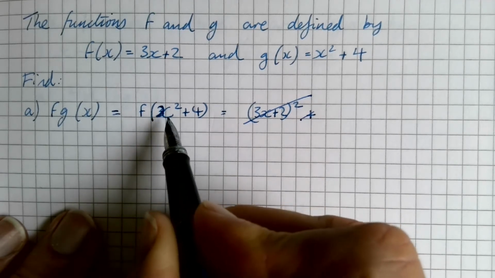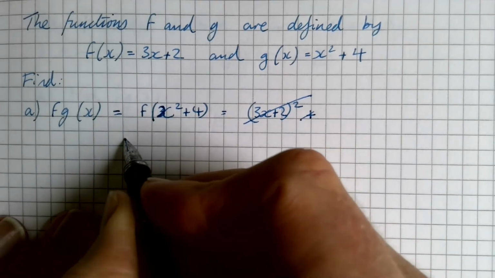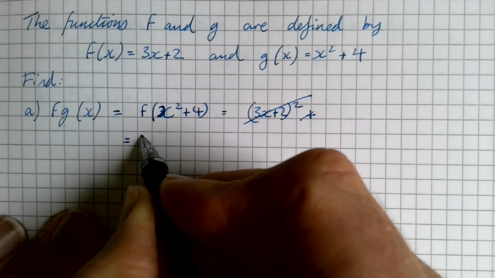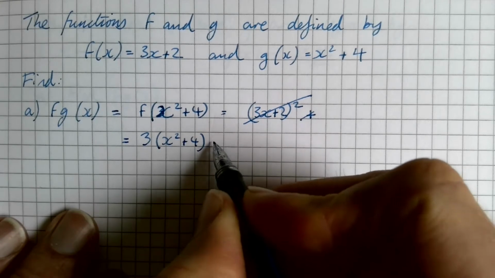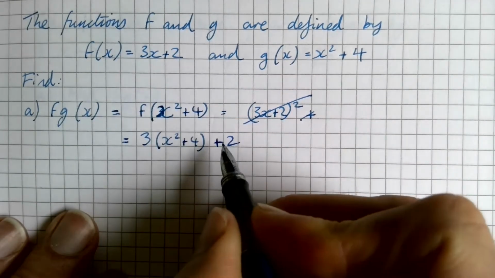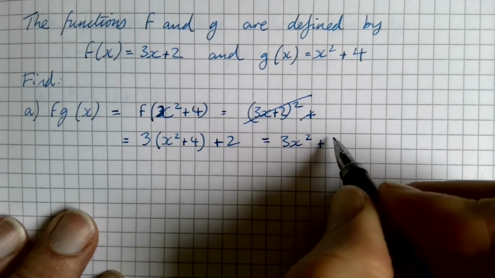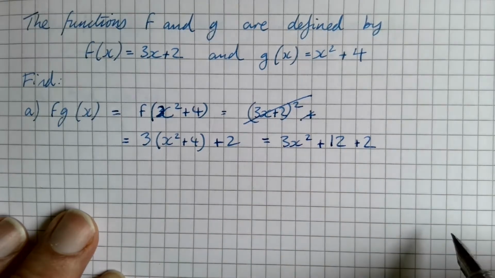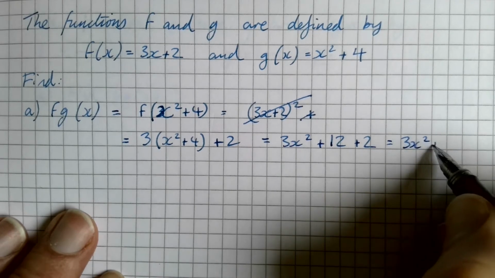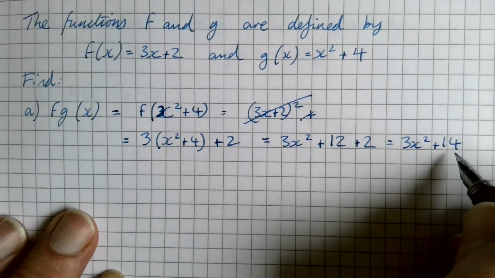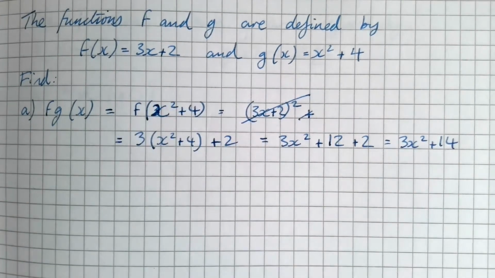So we'll start again. So what goes in here? X squared plus 4 goes in instead of X. So we can say that that's going to be equal to 3 times X squared plus 4. And when we've done that, we still just need to add the 2 to it. So if I expand that bracket, I get 3x squared plus 3 fours are 12, and I've still got the 2 to add. So at the end we do a little bit of simplifying, and we get 3x squared plus 14. So 3x squared plus 14 will always give the same result as doing x squared plus 4 and then 3x plus 2.